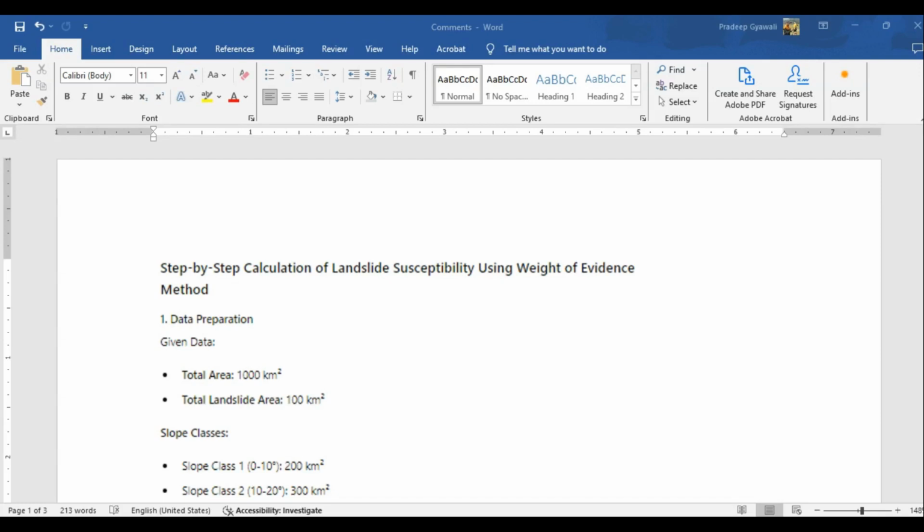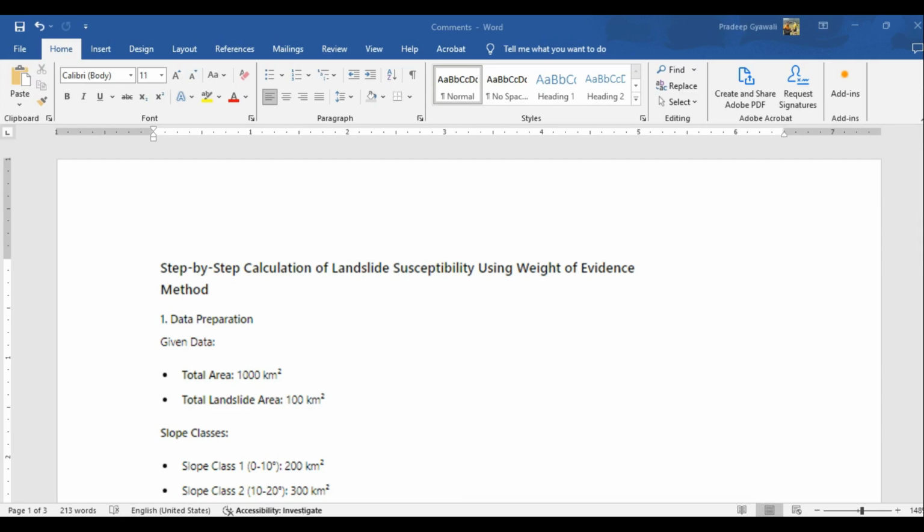Today I am going to calculate the landslide susceptibility using the weight of evidence model. This is the step-by-step calculation part, and I have used ArcGIS to prepare the landslide susceptibility map. Although this is a demo, so I have only used two parameters. For a better result, you have to use more parameters which directly affect landslides.